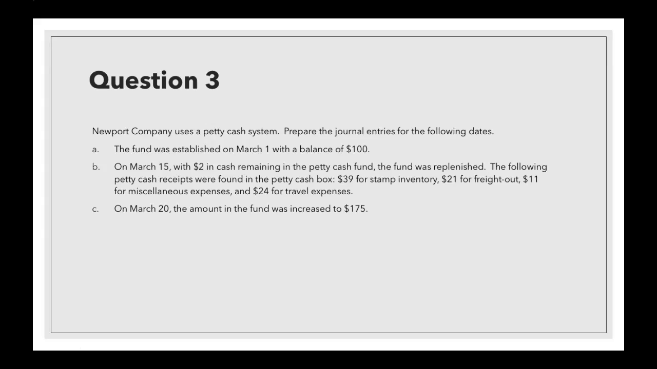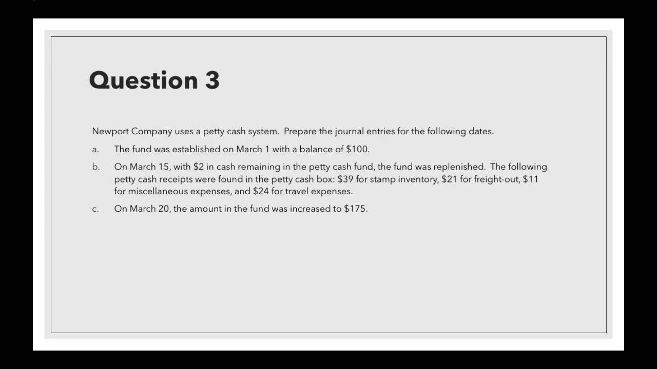Question number 3 says Newport Company uses a petty cash system, and we need to prepare the journal entries for the following dates. So the fund was established on March 1st with a balance of $100. And then on March 15th, with $2 in cash remaining in the petty cash fund, the fund was replenished. The following petty cash receipts were found in the petty cash box. There were $39 for stamp inventory, $21 for freight out, $11 for miscellaneous expenses, and $24 for travel expenses.